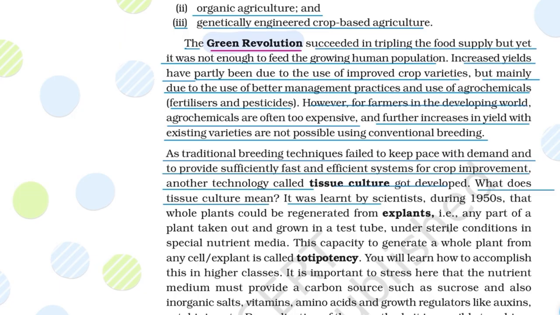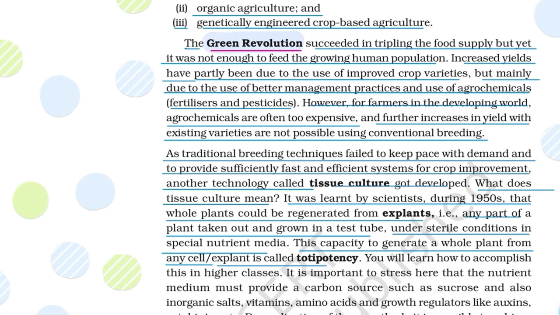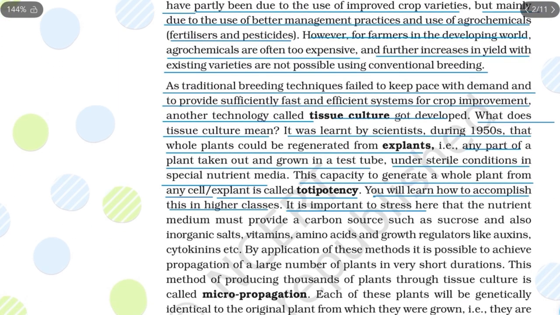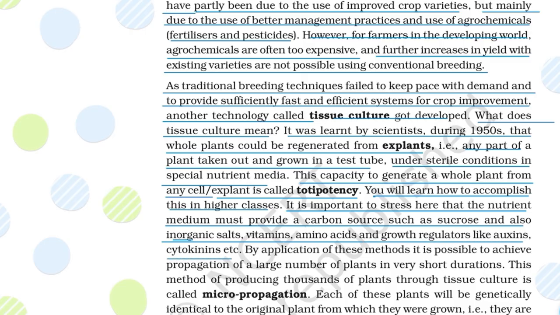What does tissue culture mean? It was learned by scientists during the 1950s that whole plants could be regenerated from explants. It means any part of a plant taken out and grown in a test tube under sterile conditions in special nutrient media. This capacity to generate a whole plant from any cell or explant is called totipotency. You will learn how to accomplish this in higher classes. It is important to stress here that the nutrient medium must provide a carbon source such as sucrose and also inorganic salts, vitamins, amino acids, and growth regulators like auxins, cytokinins, etc.